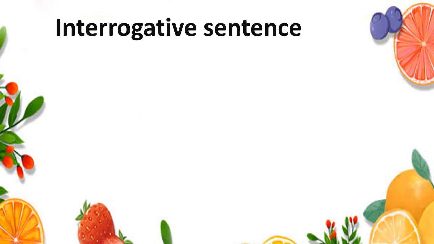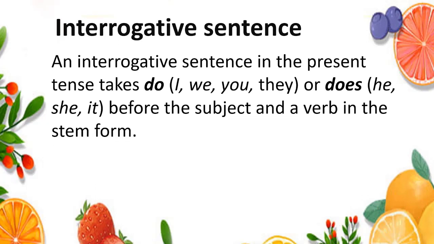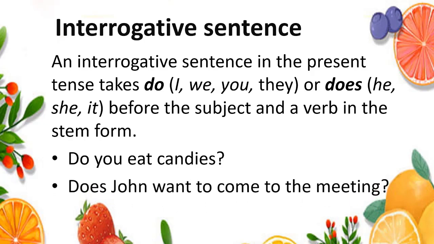And then we have interrogative sentences. An interrogative sentence in the present tense takes do if the subject is I, we, you, or they, or does if the subject is he, she, it, or any noun which can be substituted with them, before the subject, and the verb in the stem form. Here we have, do you eat candy? So do here is placed at the beginning of a sentence before the subject. Do you eat candy?